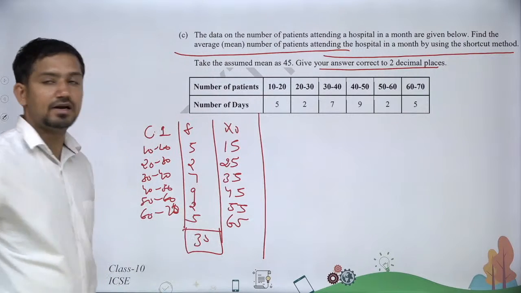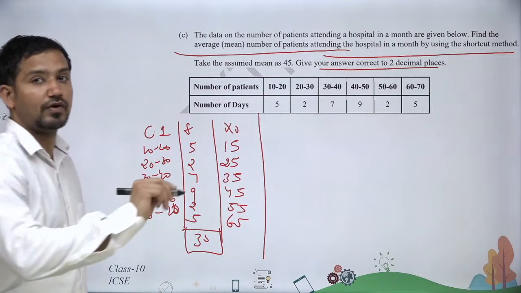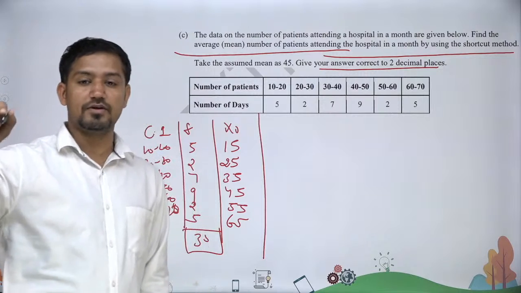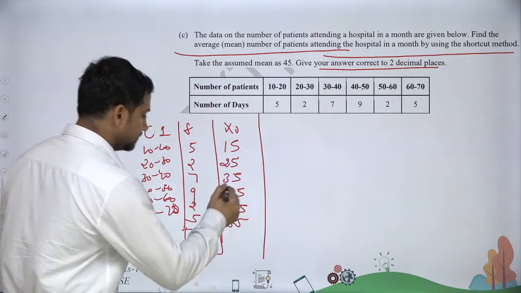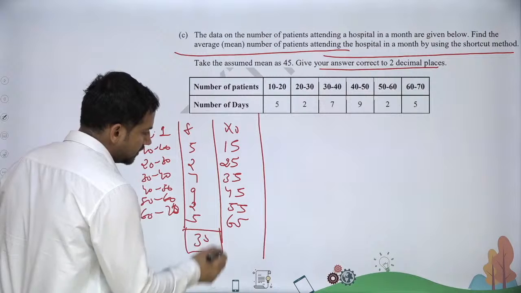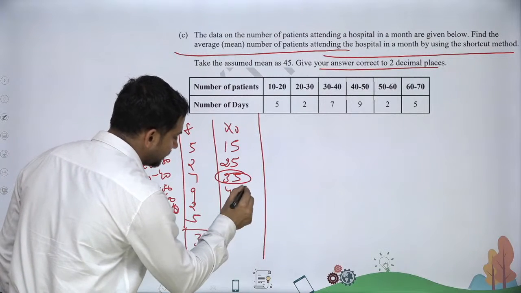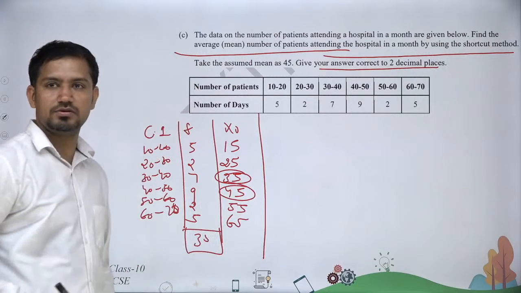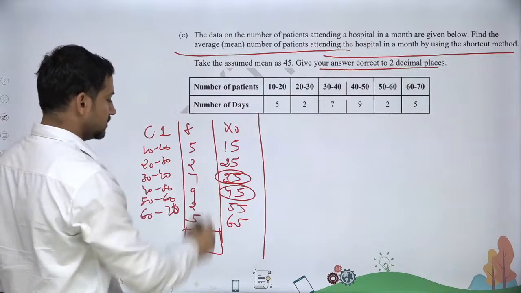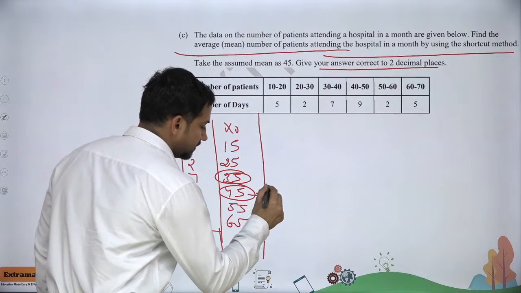Okay. Then we know that we have to find one assumed mean, A. We have to assume A. So which is the assumed mean? We know that the middle two numbers are 35 and 45. So we just have to take any one. Suppose we take this one as A.